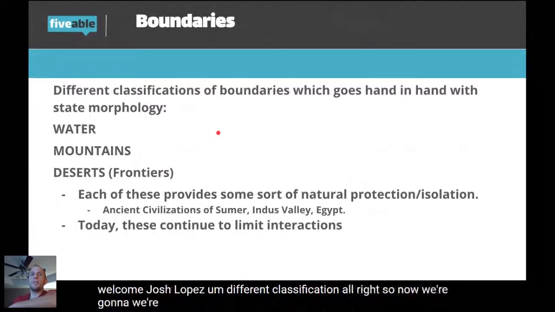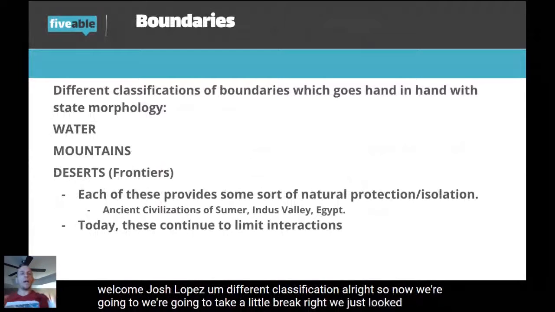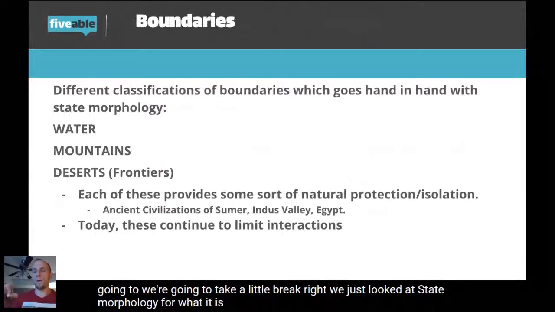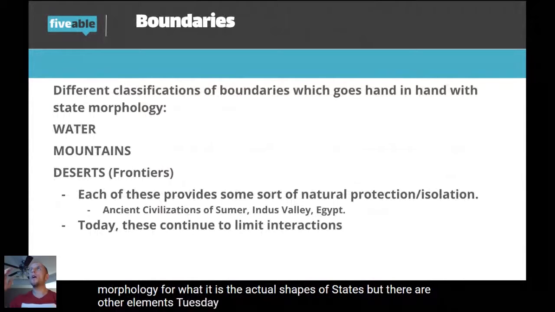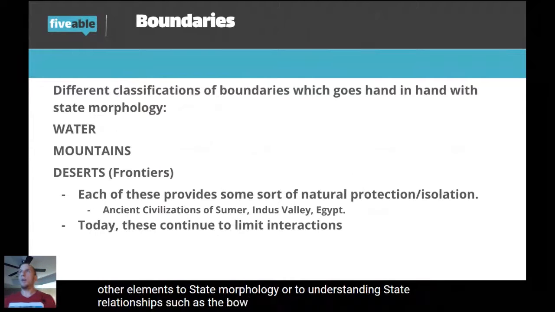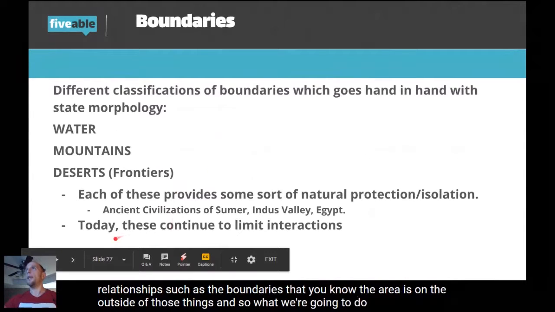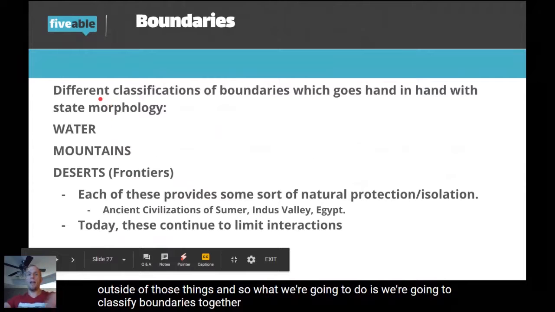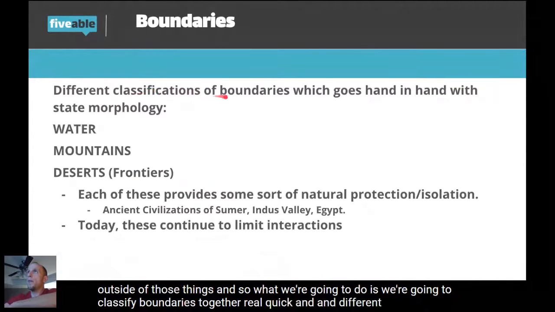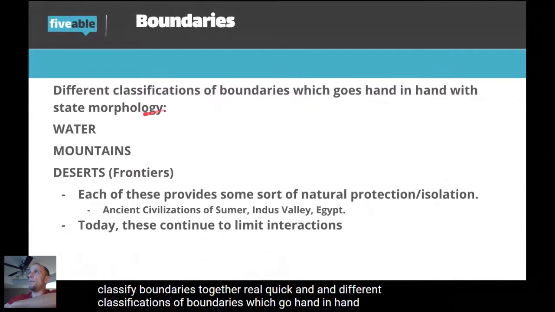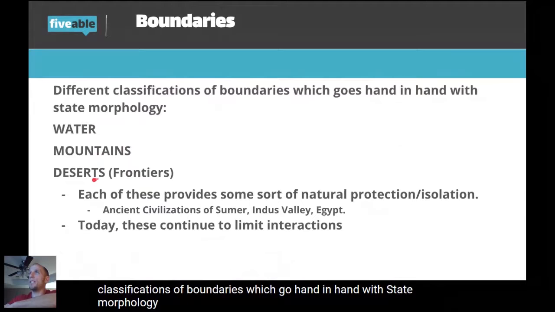Different classification. All right, we just looked at state morphology for what it is, the actual shapes of states, but there are other elements to state morphology or to understanding state relationships, such as the boundaries, the areas on the outside of those states. So what we're going to do is classify boundaries together real quick, and different classifications of boundaries, which go hand in hand with state morphology.